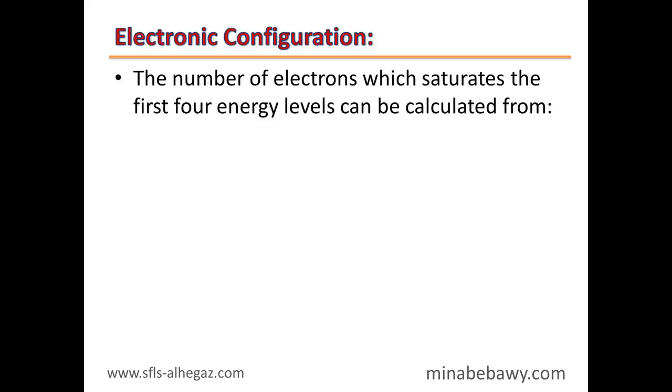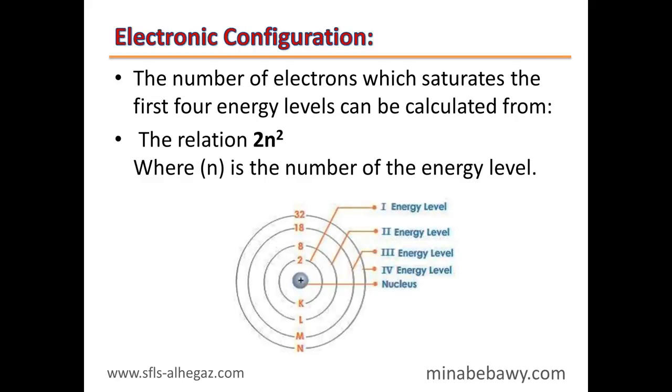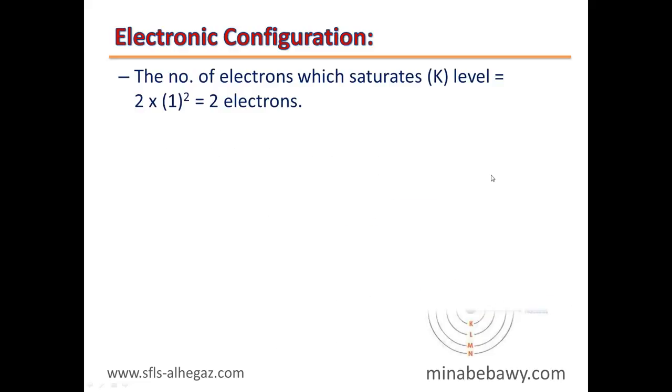Electronic configuration. The number of electrons which fill the first four energy levels can be calculated from the relation 2n squared, where n is the number of the energy level. For example, K is the first energy level, so we will replace n for K by 1. L is the second energy level, so we will replace n and put 2 in case of L, and so on.